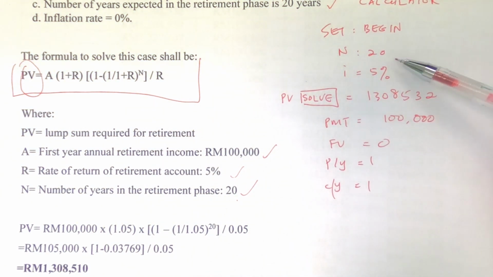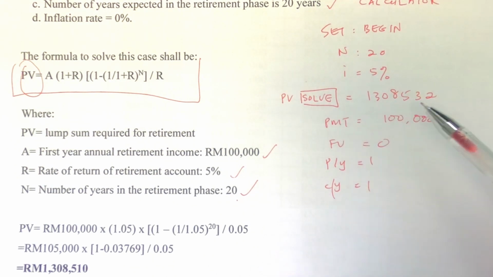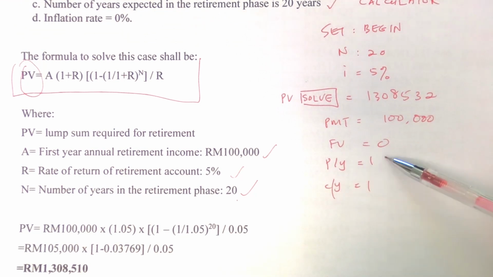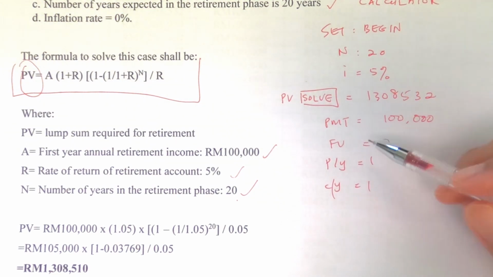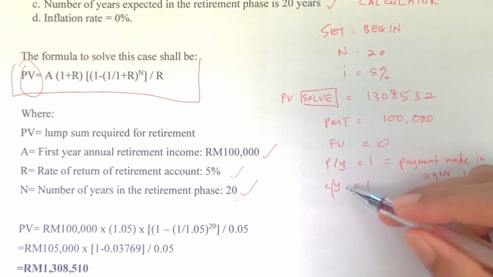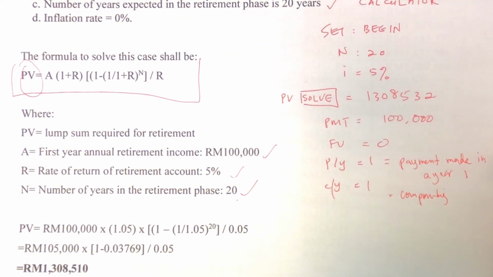You can also use your financial calculator to solve for this. You set begin, N is 20, I/Y equal to 5. PV is the one that you are going to solve. PMT is 100,000, future value is 0, P/Y and C/Y are 1. Compounding is once a year, and the payment per year is just 1. P/Y means that the payment made in a year is just once, and the compounding per year is also 1.